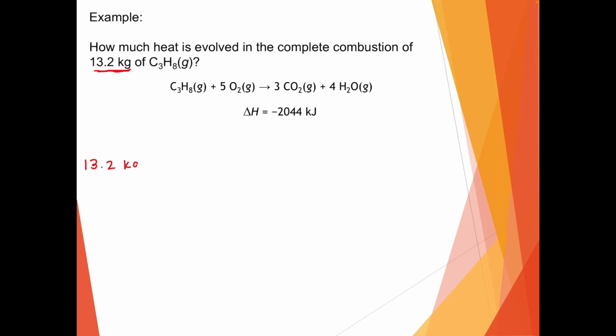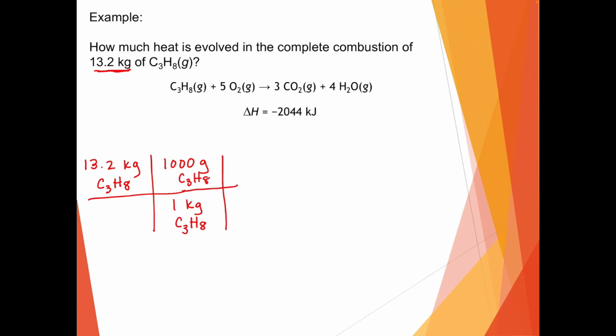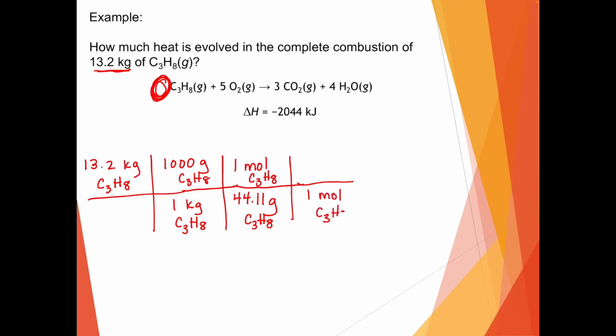So we have 13.2 kilograms of propane, and we know that for every 1 kilogram of propane, there are 1,000 grams of propane. Now that we have it in grams, we can go ahead and convert to moles. There are 44.11 grams in 1 mole of propane. And now we can use this balanced chemical equation. For every 1 mole of propane that we burn up, we are getting negative 2,044 kilojoules, so that means we have 2,044 kilojoules of energy being released. If we math all this out, we get negative 6.12 times 10 to the 5th kilojoules of energy being released. It's a lot of energy.